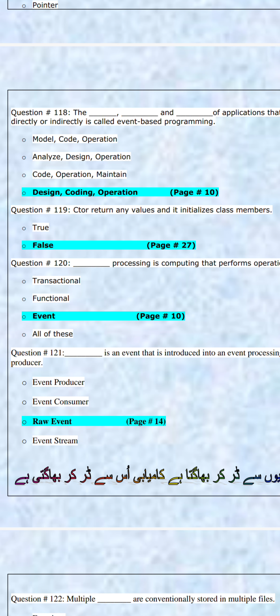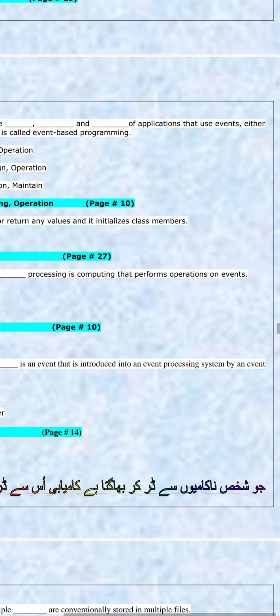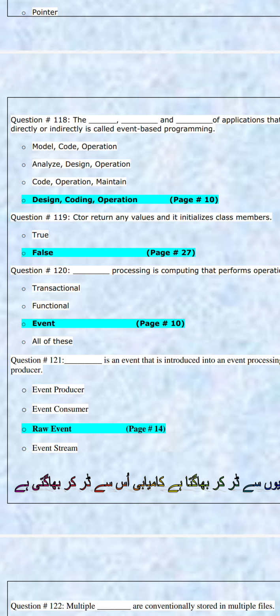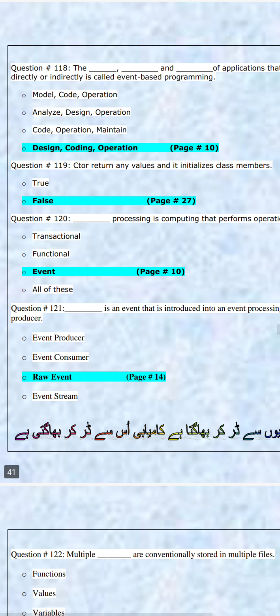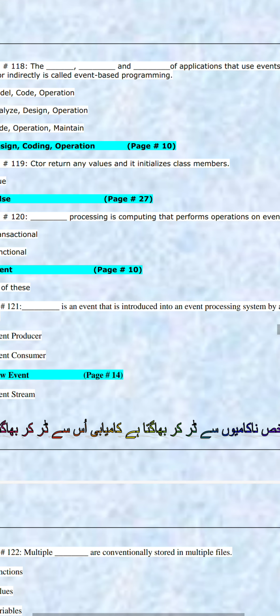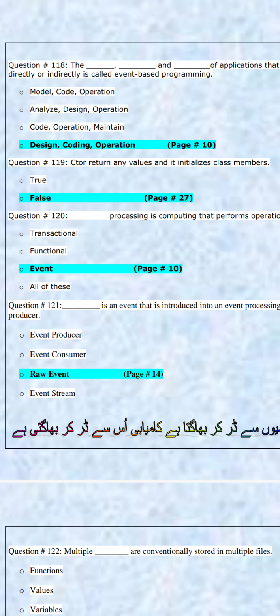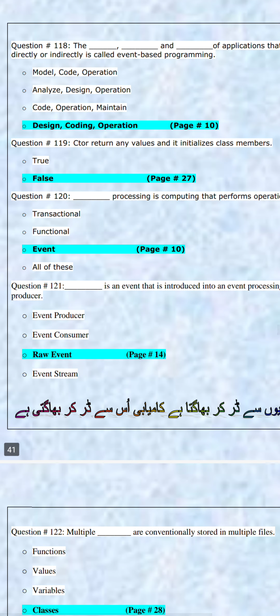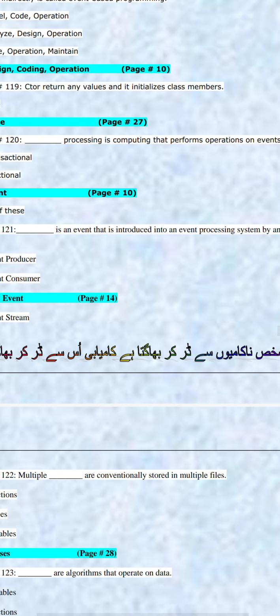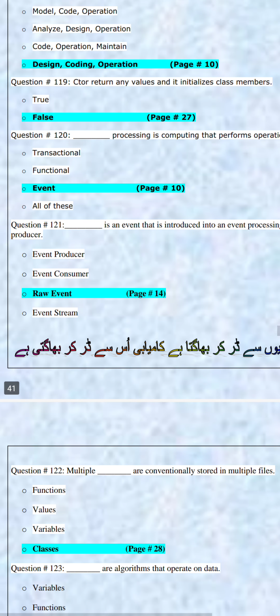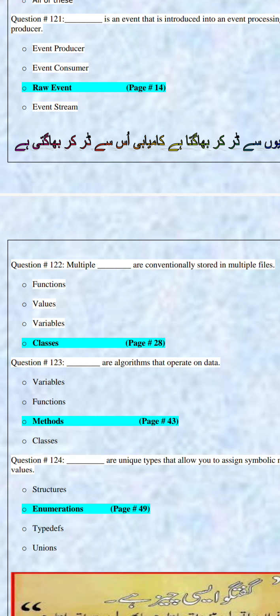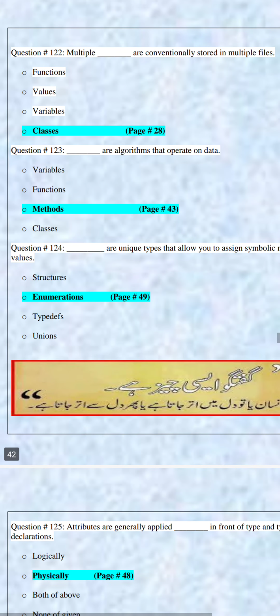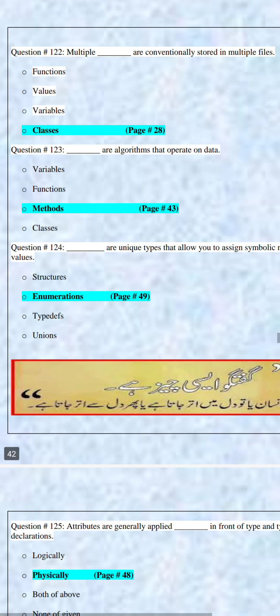The design, coding and operation of applications that use events, either directly or indirectly, is called event-based programming. A constructor returns any values and initializes class members. False. Event processing is computing that performs operations on events. A raw event is an event that is introduced into an event processing system by an event producer. Multiple classes are conventionally stored in multiple files. Methods are algorithms that operate on data.